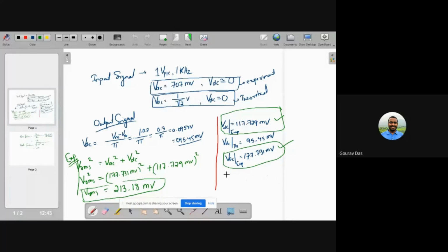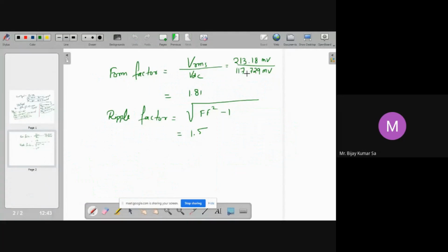Okay. Now, what we calculated, this is experimental, this is experimental. This is also experimental because both of these are experimental and using both of them we are calculating VRMS, so this VRMS is also experimental. So whatever form factor we have calculated here, this is the form factor and this is the ripple factor for the experimental setup, or for the output of the experimentally implemented half wave rectifier.